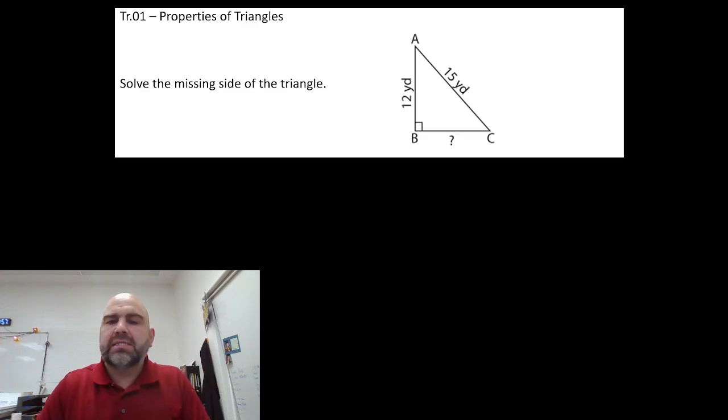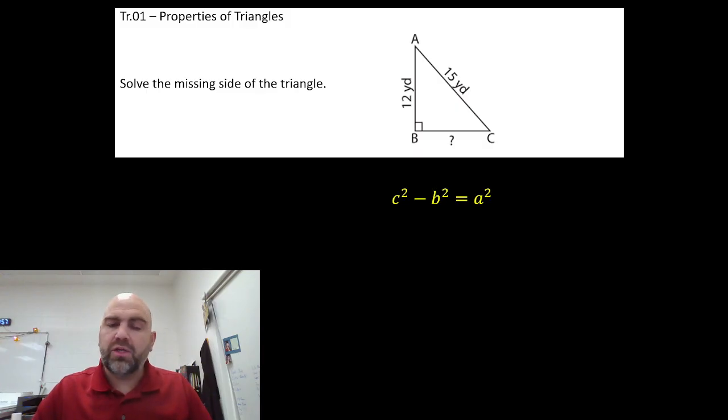All right, welcome to this example where we're going to take a look at how to find one of our legs using the hypotenuse and the other leg of a right-angled triangle. On the screen, you'll notice that we have a right-angled triangle. It has a hypotenuse of 15 yards and one of its legs is 12 yards. We want to determine what the other leg is.